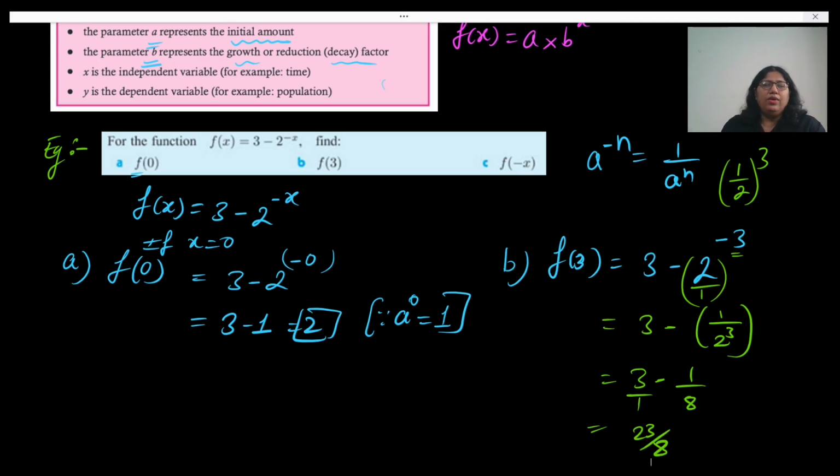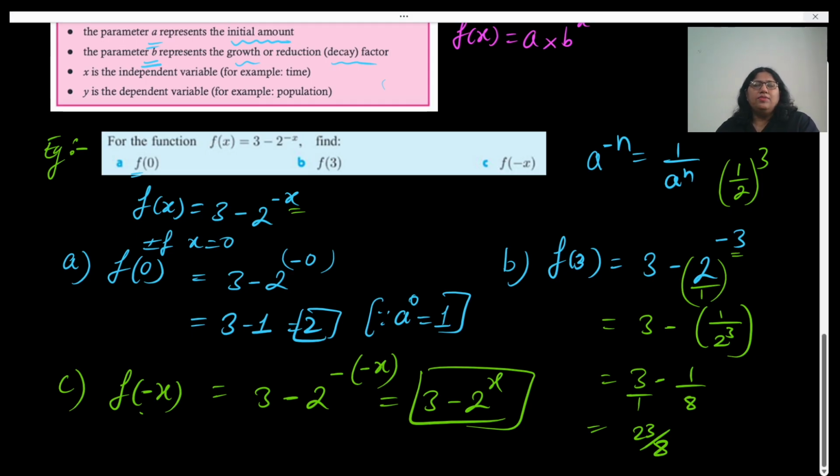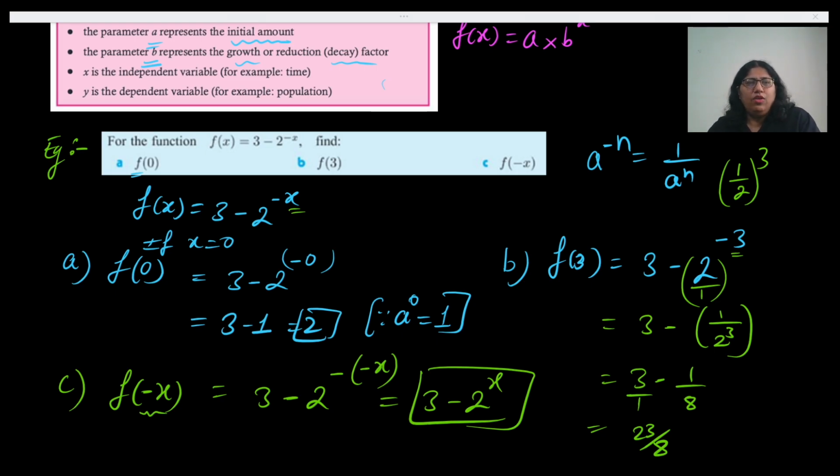After that, sometimes the power of the variable is given as minus x. So wherever you see x, you need to substitute minus x. That will be 3 minus 2 to the power minus of minus x. That means this becomes 2 to the power x. So your function has changed. It is still in function form. We are not getting any numerical value because we are not substituting any numerical value. So this is called finding the value of the function at some particular point.